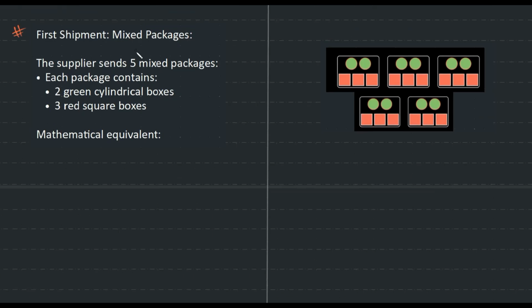The first shipment was a mixed package, right? In this manner, the supplier sends 5 mixed packages, each containing 2 green and 3 red square boxes. The mathematical equivalent of this will be what? Well, we have 5 packages, and each has 2 green plus 3 red. We'll consider this as red.